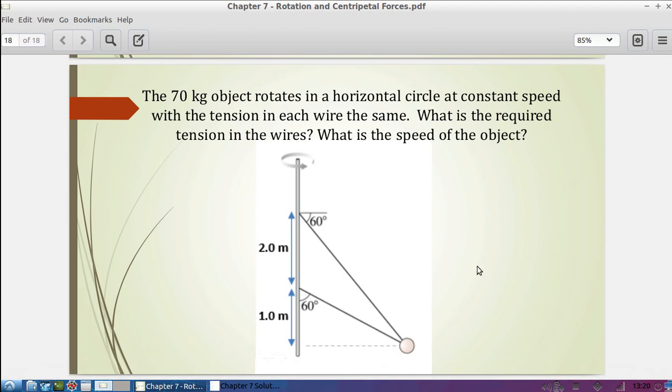But this is just one ball. It's kind of like a tetherball system type of thing. So this is rotating in a horizontal circle, rotating around this rod. So all the tensions, the tension here and the tension here, are equal. They're two different strings, or two different wires, but the tension is the same. So we want to find those tensions and the speed of the object. So how fast is it going, and what are the tensions in the string?